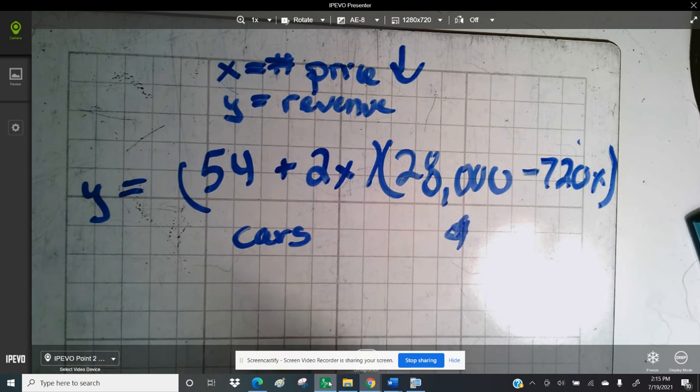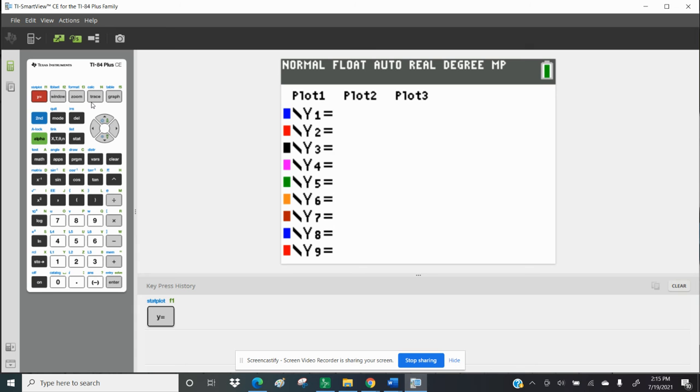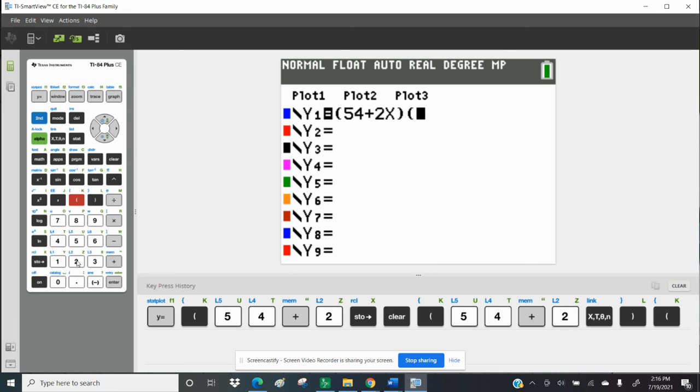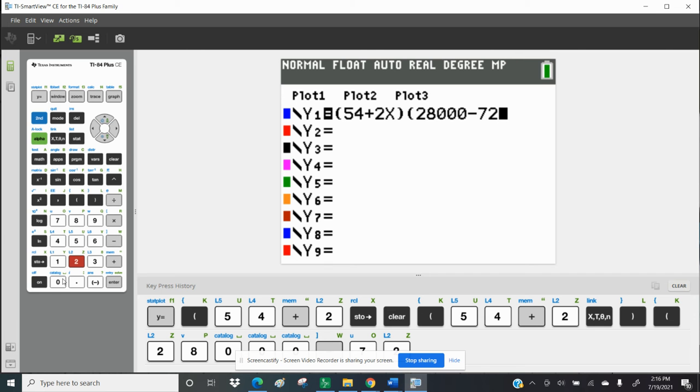Now, you could multiply this out and use minus b over 2a and find the maximum that way. But I think in this case, it's much easier to graph it. So let me go to the graphing calculator. Let's go to our y editor and put this in: 54 plus 2x, times 28,000 minus 720x.